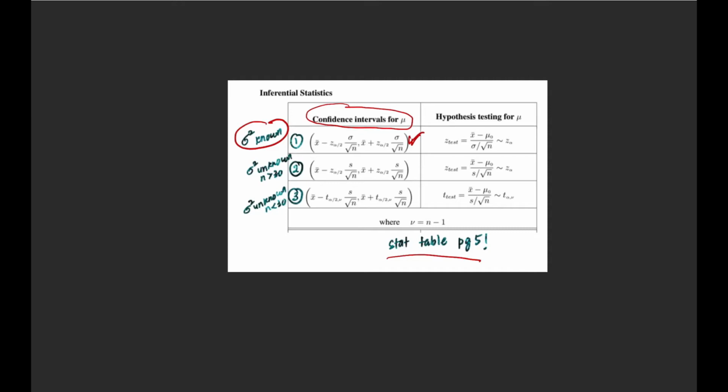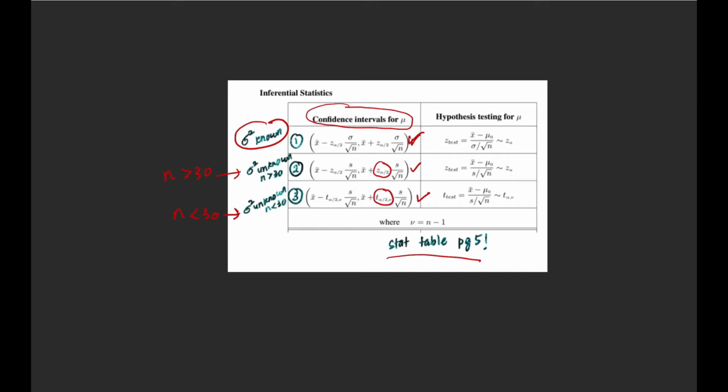When you don't have sigma or sigma square, look at the sample size. If your n is greater than 30, use the second formula. If your n is less than 30, use the third formula. What is the difference between the second formula and the third formula? The second formula uses the Z table. The third formula uses the T table.